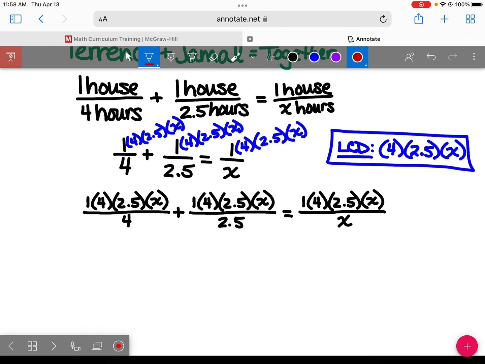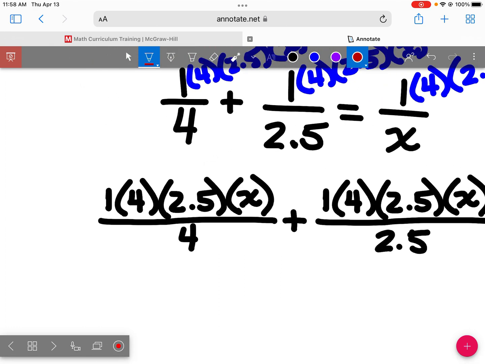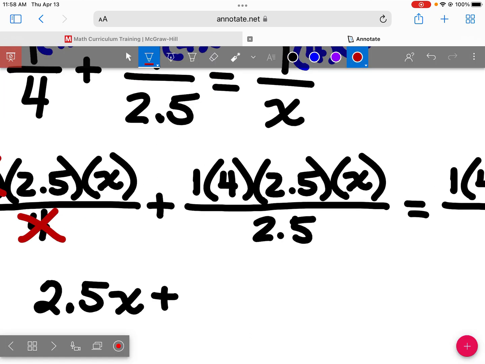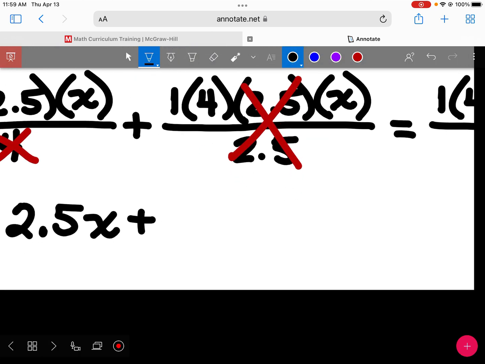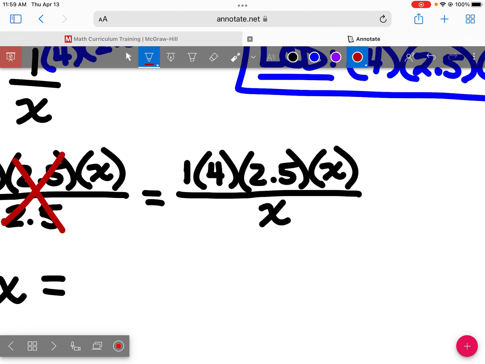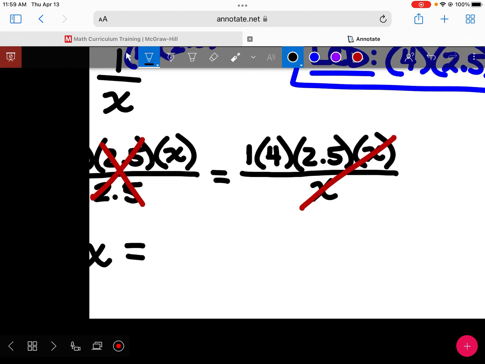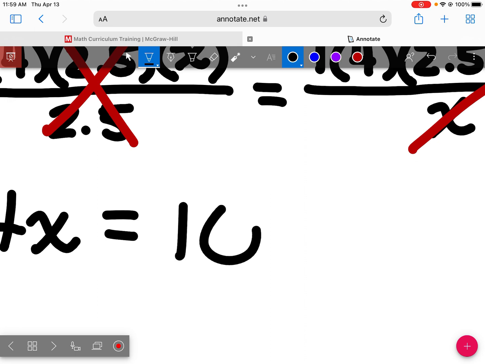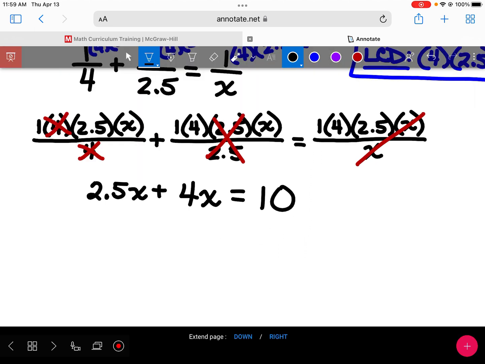All right, let's cancel things. What cancels in my first fraction? The 4s. So I'm left with what? 2.5x plus what cancels in the second one? 2.5, which means I'm left with 4x equals what cancels in the last one? The x's, which leaves me with what? 10. 1 times 4 times 2.5 is 10.